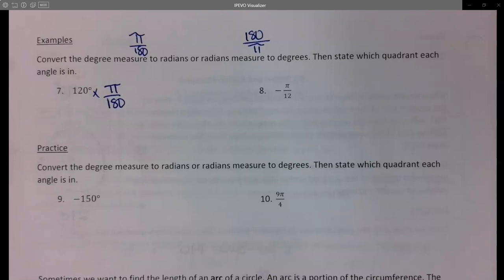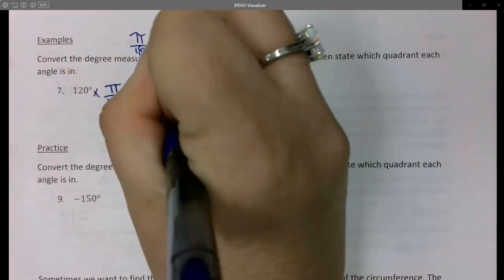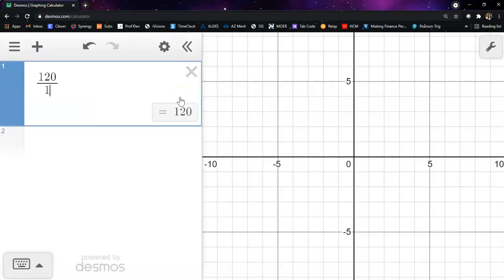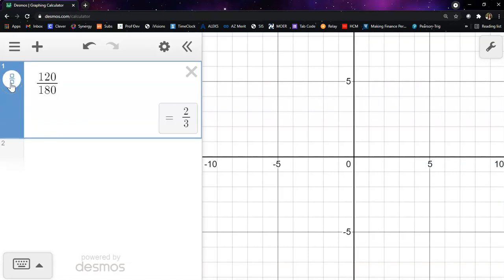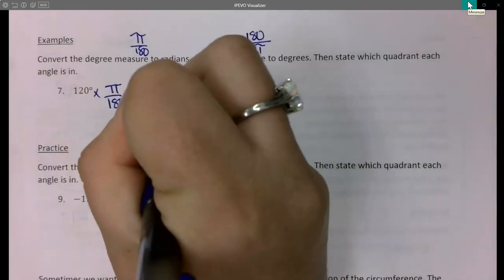Then what I can do is rewrite this fraction so I have just the numbers together and the pi off to the side. So then I can go to Desmos and simplify this. I can do 120 divided by 180. Remember, under the 1, if I click the box over the box, it turns it back into a fraction for me. So I get 2/3, and this will give me 2/3 pi.